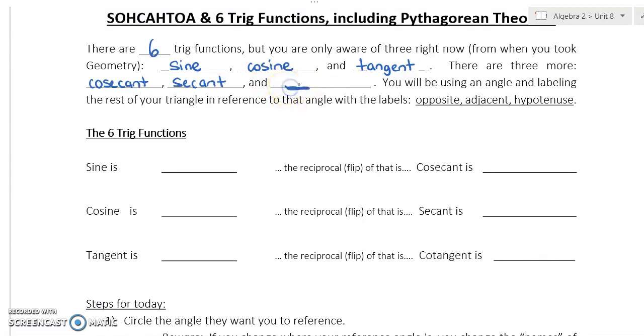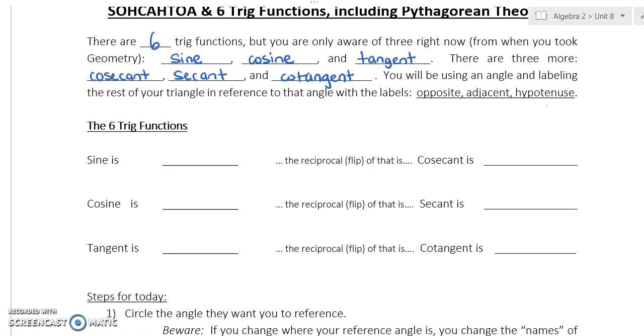Cotangent. All right. You will be using an angle and labeling the rest of your triangle in reference to the angle that we're going to be labeling. And we are going to label the sides opposite, adjacent, and hypotenuse. Okay? So before we do this though, let's talk about the 6 trig functions.